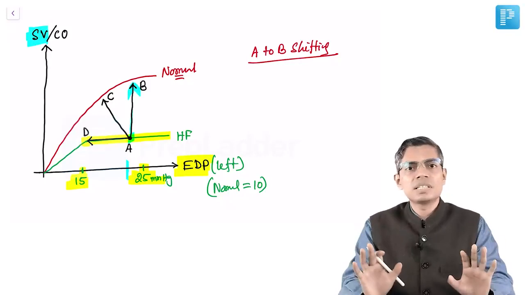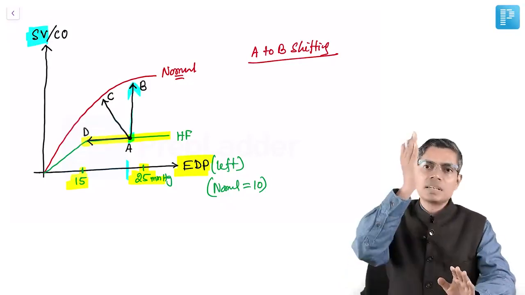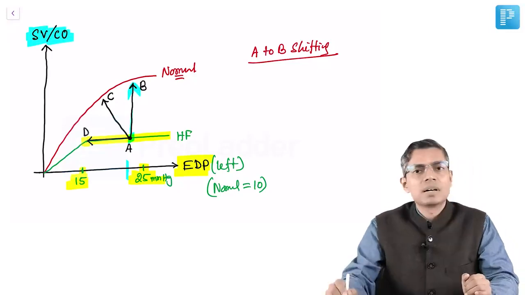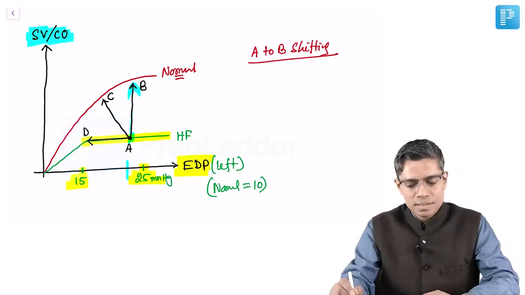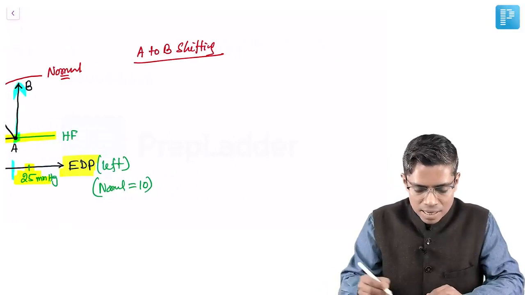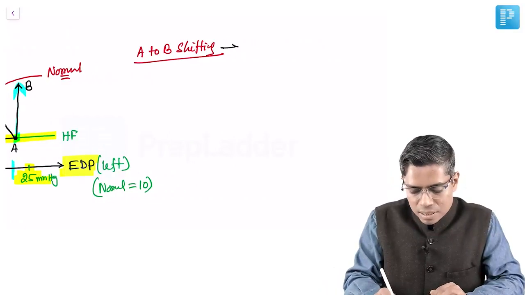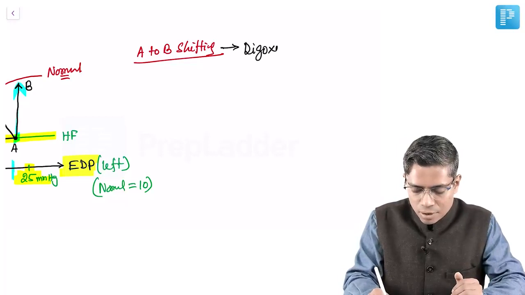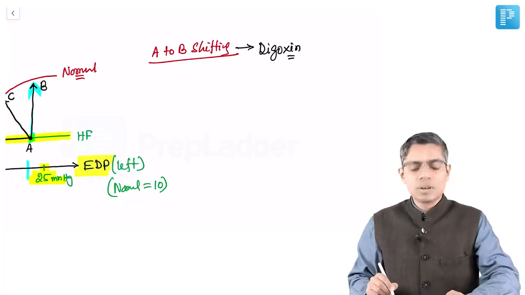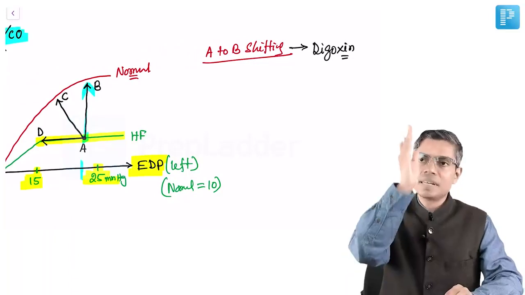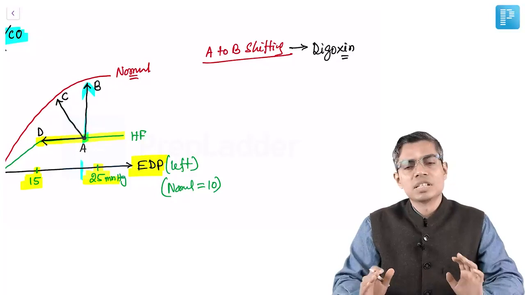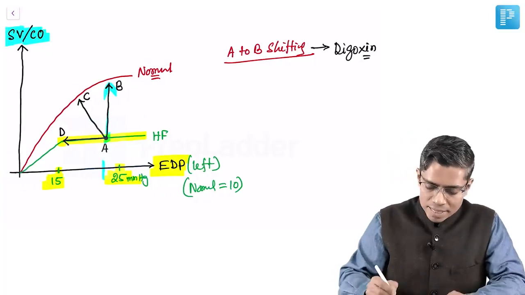Means you are not changing the end diastolic volume or pressure, you are only raising the force of myocardial contraction, and because of which your stroke volume and cardiac output are rising. Could you guess the drug which is shifting A to B? Obviously, this will increase the force of contractility, and the drug is digoxin, right? So if you give digoxin, this heart failure patient curve will directly shift towards the normal curve without any change in volume.